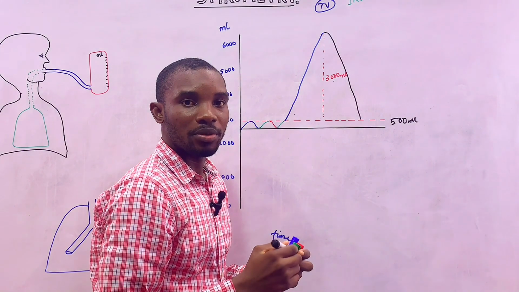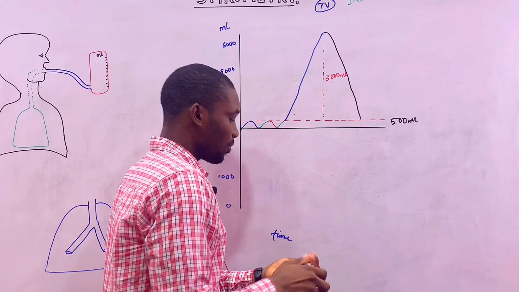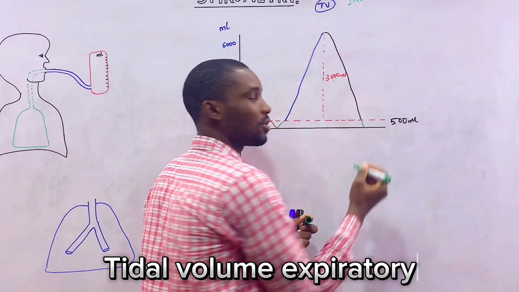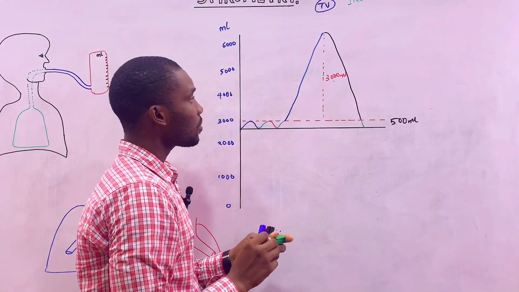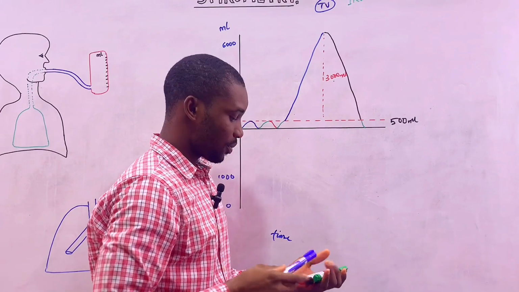Now let's expire back to the beginning of your tidal volume. So we've expired out the air which you took in. Now the tidal volume expiratory. So what's the next volume we'll discuss?